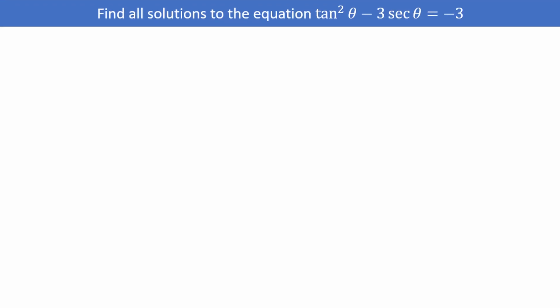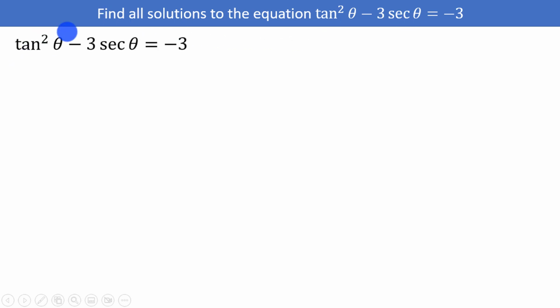Let's try one final problem. We are asked to find all solutions to the equation tangent squared of theta minus 3 times the secant of theta is equal to negative 3. Notice that this problem asks us to find all solutions, not just the solutions on one revolution of the circle. We can solve this by first finding all the solutions on one revolution of the circle, and then finding all of the coterminal angles. You'll see what I mean once we finish the problem.